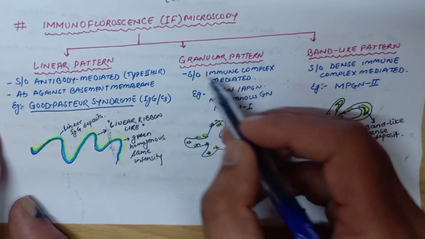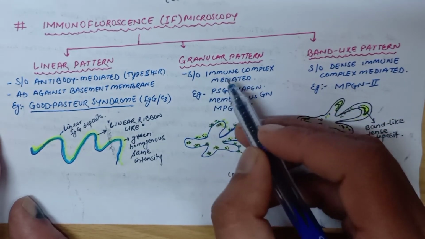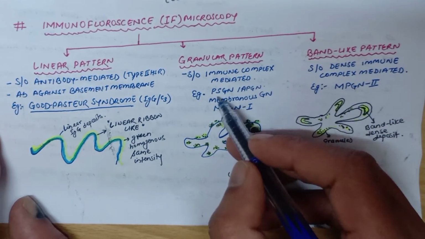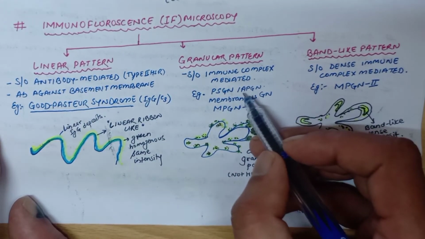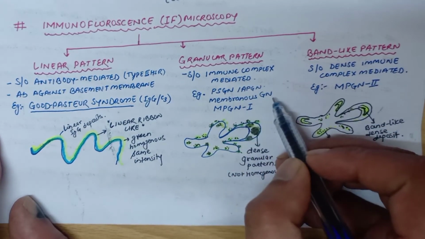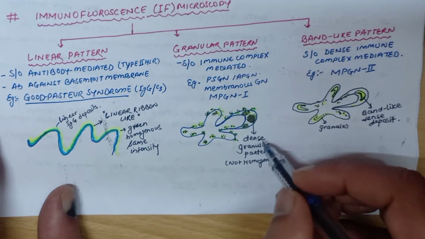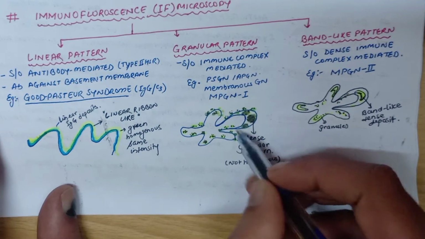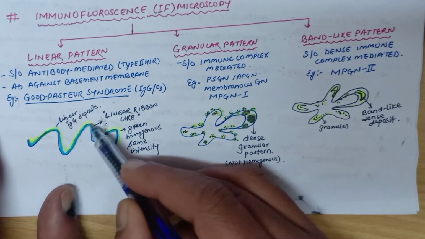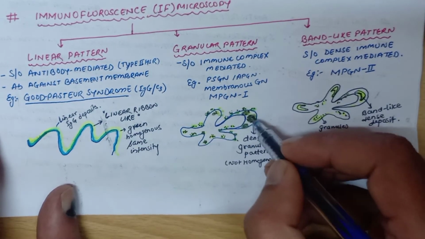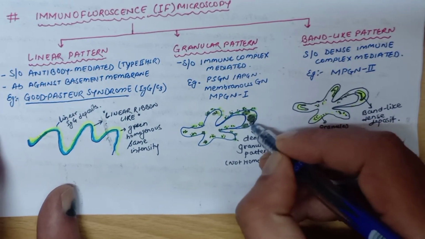Now coming to the granular pattern. Granular pattern is suggestive of immune complex mediated disease, as seen in case of post streptococcal glomerulonephritis or acute proliferative glomerulonephritis, membranous glomerulonephritis, and MPGN type 1. In this case you will see dense granular pattern. It is not homogeneous like that of linear pattern. In linear pattern it was homogeneous of the same intensity, whereas in granular pattern it is heterogeneous, or it is irregular dense granular deposit.